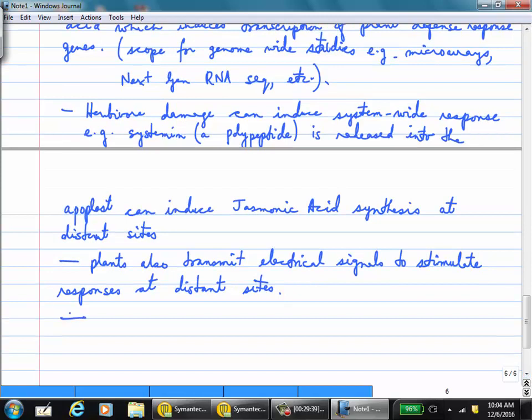In addition, they release volatile compounds to attract the enemies of those herbivores, right? Like if it's a caterpillar that is eating up the plant, right? So the plant is going to release something that is going to attract other birds and all that like to prey on that caterpillar, right? So release volatile compounds to attract herbivore enemies.